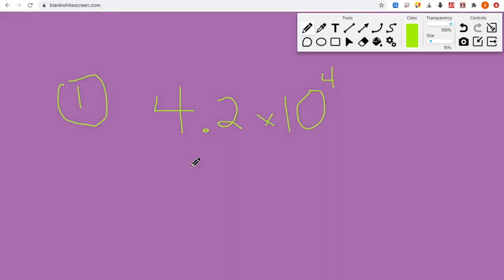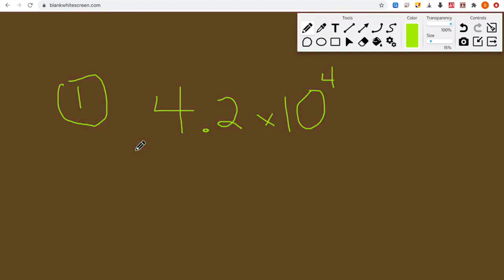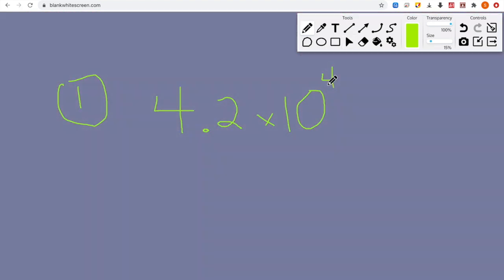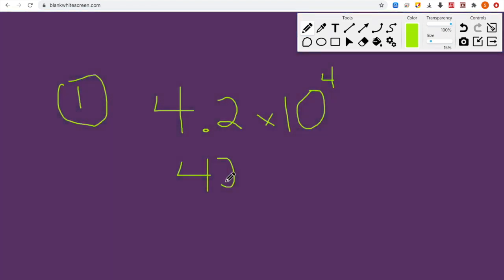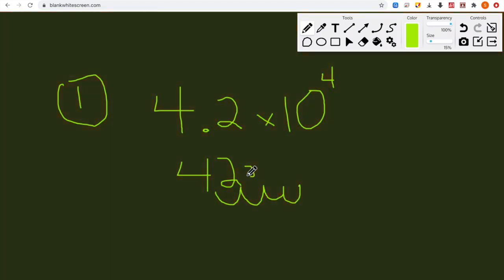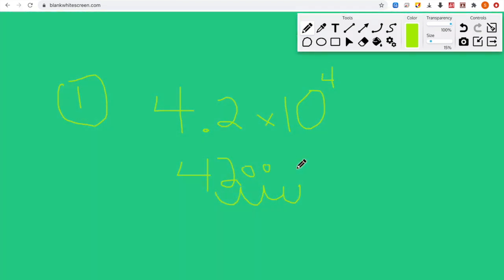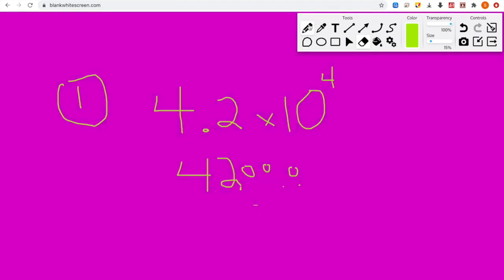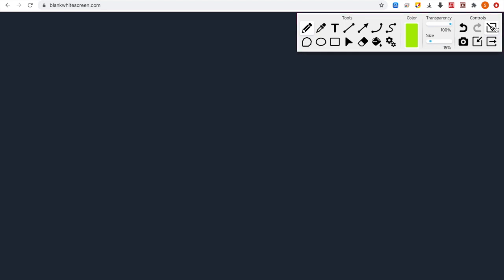So what we're going to go ahead and do, if we're going scientific notation to standard form, if it's a positive exponent, that means we're going to move it to the right. So I'm going to rewrite my 4.2, and I know it starts right here, so I'm going to go over 1, over 2, over 3, over 4. I'm going to fill that in and erase my marks. So our correct answer should be 42,000. Okay, we're going to try another one.